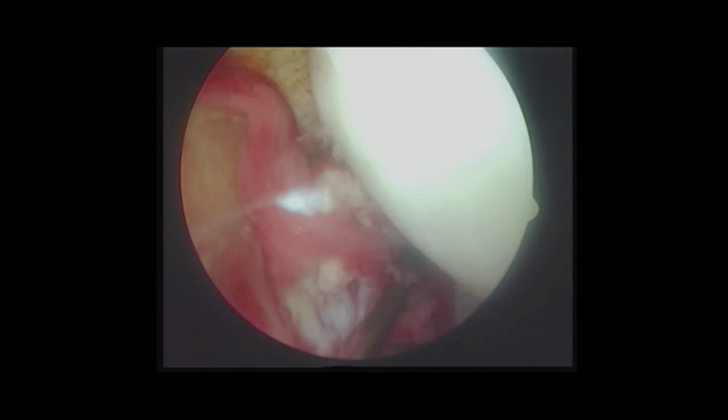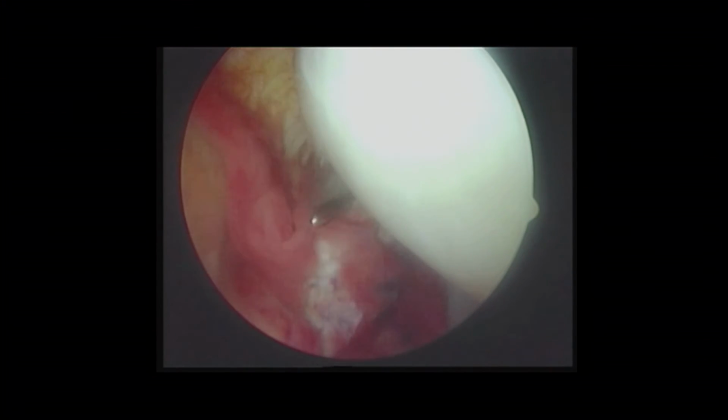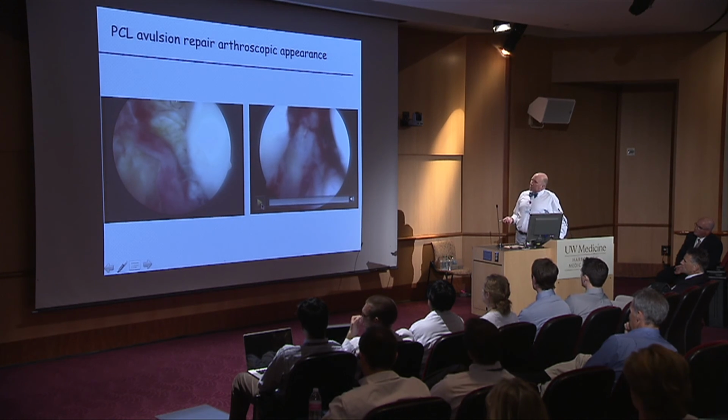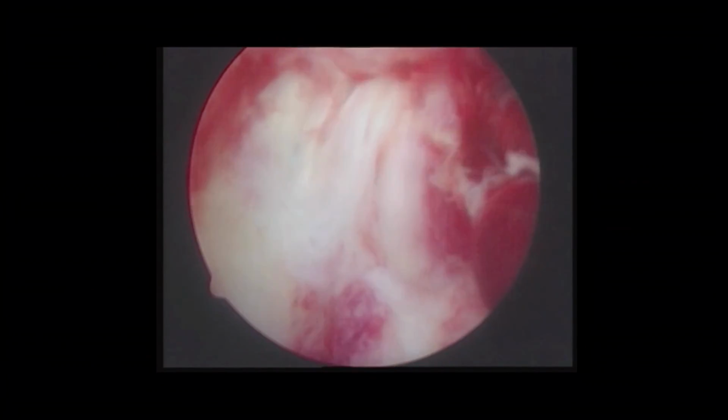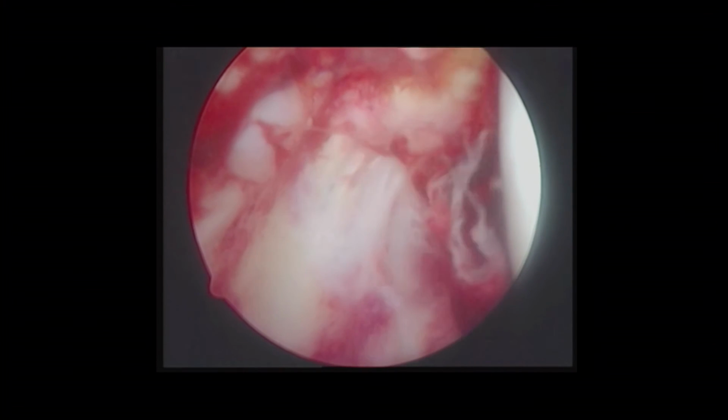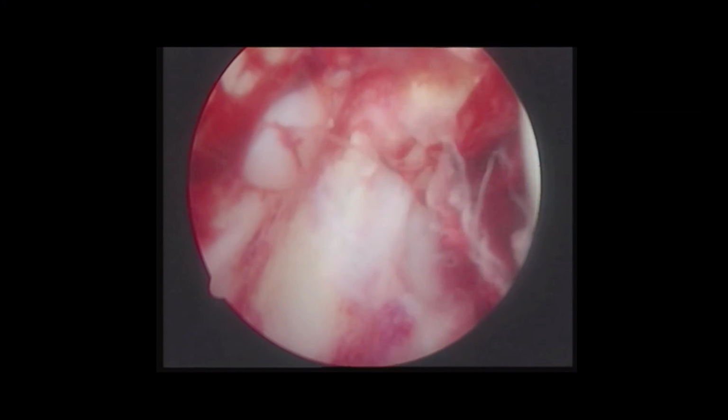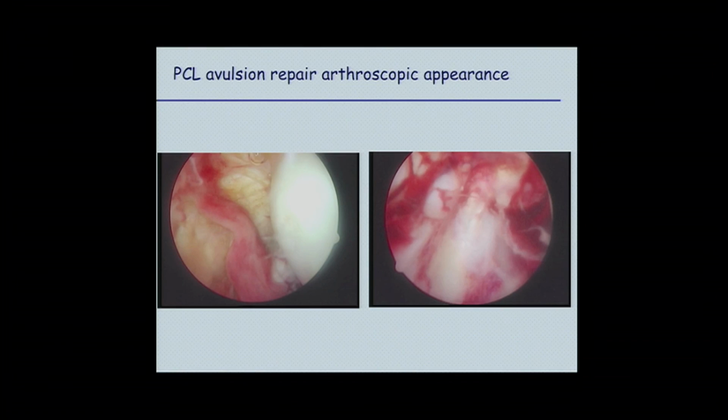So this is the posterior medial femoral condyle. This is after reattachment of the posterior cruciate ligament, and you see the tibia clearly back, restored to where it belongs, and a much more robust structure. So this is the posterior cruciate ligament, once again restored, running into the intercondylar notch.